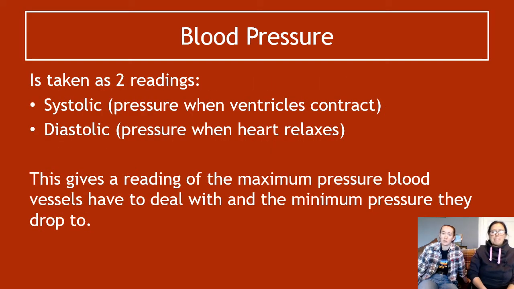Okay, so when your blood pressure is being taken, there are 2 different readings. There are systolic, so your pressure when your ventricles are contracting, and diastolic, the pressure when your heart relaxes, so when it's in diastole. So this gives the reading that you usually see on your blood pressure meter. When you've got the value on the top and the bottom, that is to do with systolic and diastolic. So you get these 2 readings, and this basically tells you what is the maximum pressure your blood vessels can withstand and what is the minimum pressure that they can drop to.